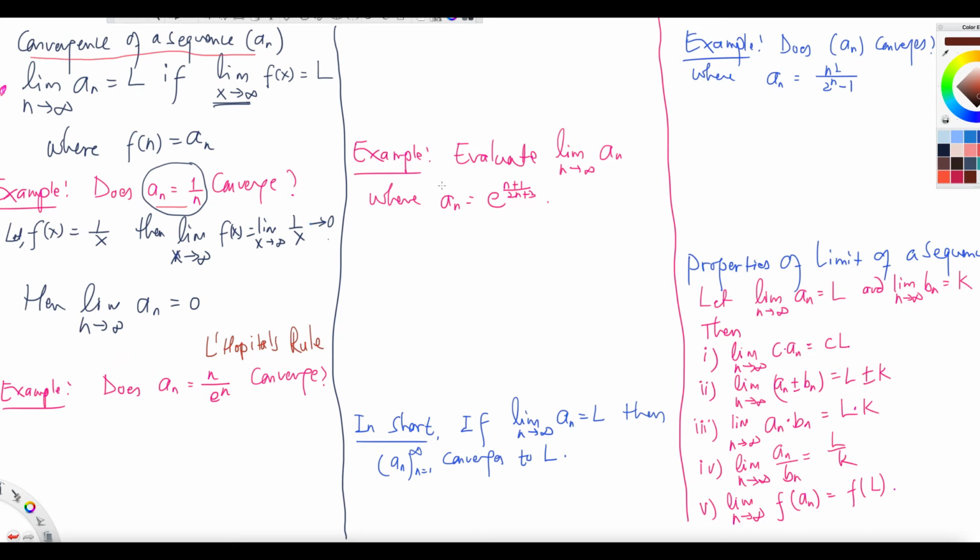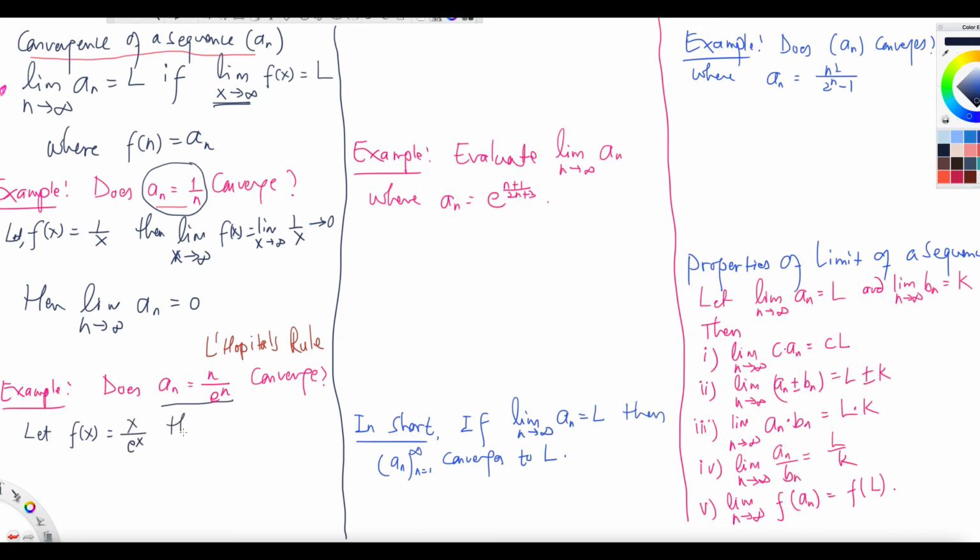So we do the same thing here as we just did. I want to check if this sequence converges. The value of the sequence a_n is n over e to the n. That's what is given. So let f(x) be x over e to the x, right?